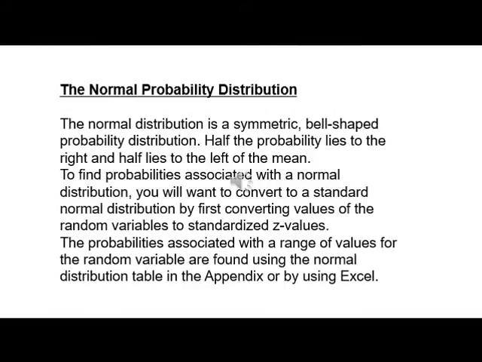The normal probability distribution. The normal distribution is a symmetric, bell-shaped probability distribution. Half the probability lies to the right and half lies to the left of the mean. To find probabilities associated with a normal distribution, you will want to convert to a standard normal distribution by first converting values of the random variables to standardized z-values. The probabilities associated with a range of values for the random variable are found using the normal distribution table in the appendix or by using Excel.